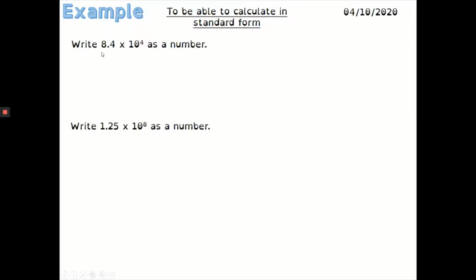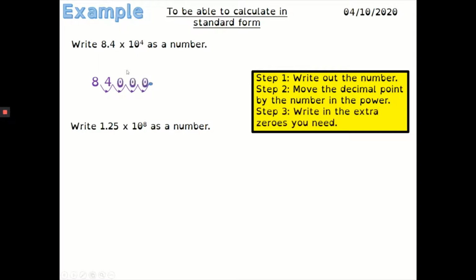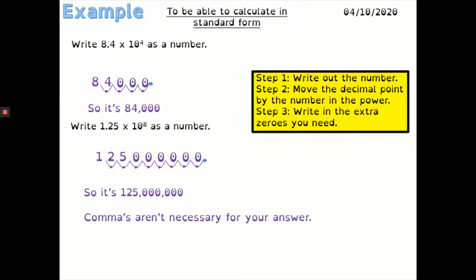Here, 8.4 times 10 to the power of 4. I write out the 8.4. I'm going to move that decimal place to the right 4 times. Fill in any gaps with zeros. That tells me it's 84,000. 1.25 times 10 to the power of 8. It's 125 million.